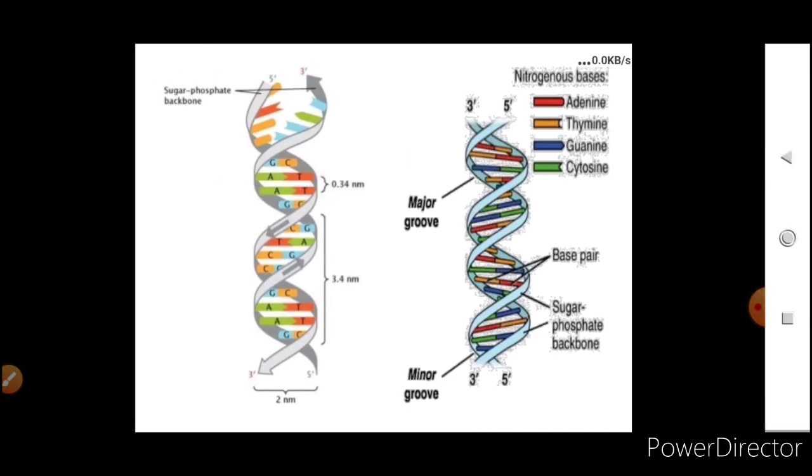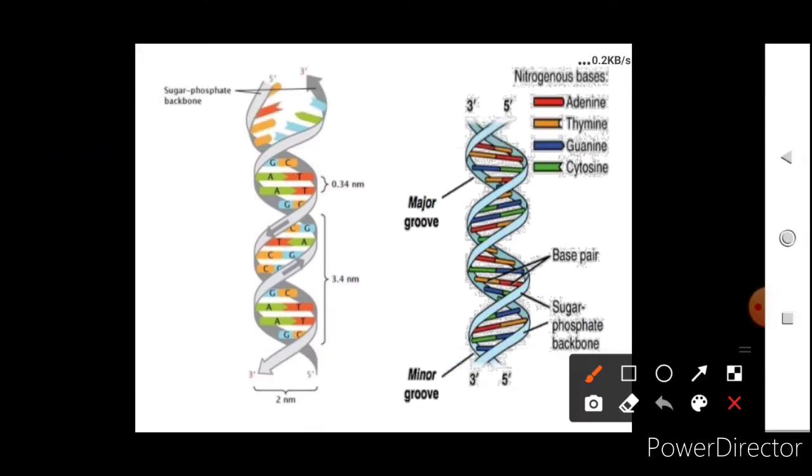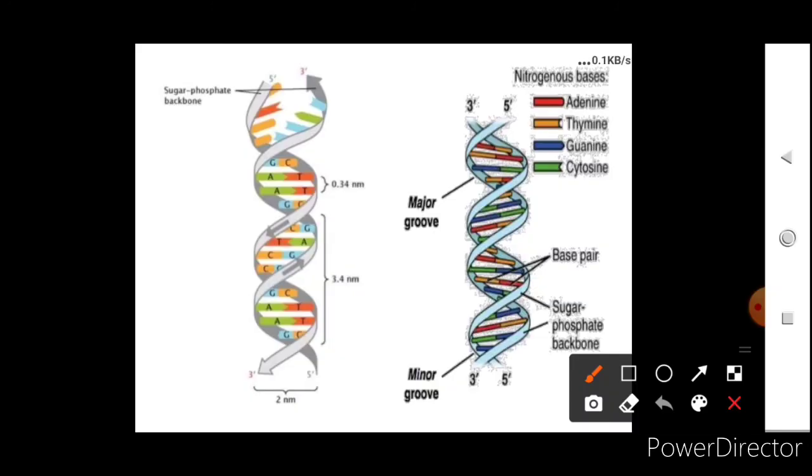Now you can see the diagram of the DNA here. This is the sugar phosphate backbone, and these colored parts are the bases. From here we can see that if you know the polarity of one chain, you can find the polarity of the other because both are anti-parallel. And if you know the base sequence of one chain, you can get the base sequence of the other chain.